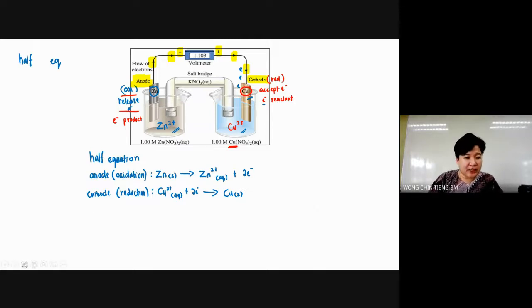Half equation akan ada markah dengan syarat kamu label anode cathode. Jangan tulis half equation tapi tak ada kepala. Your half equation kena datang dengan label baru dapat markah.